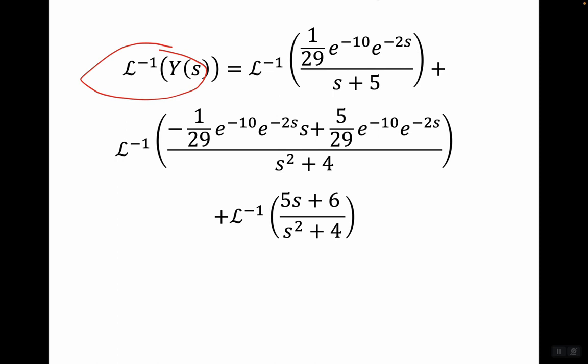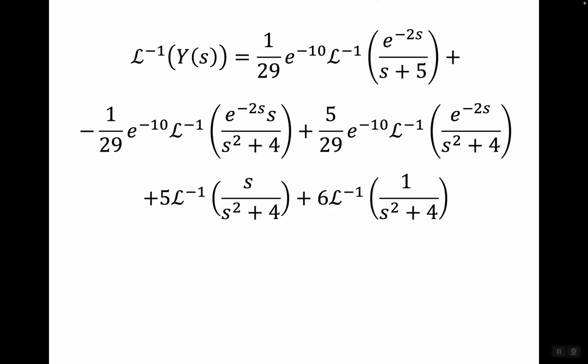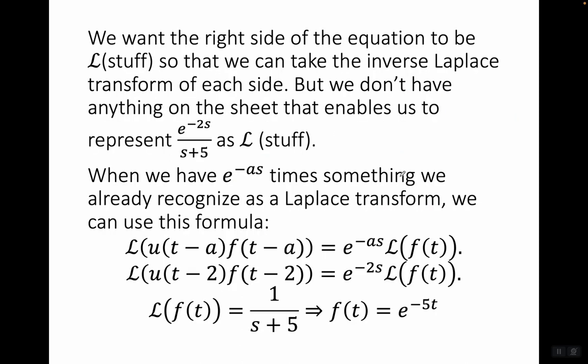Recall we can break up sums, pull out constants, and when we do so, we end up with 1/29 e to the negative 2s times the inverse Laplace transform of this, plus negative 1/29 e to the negative 2s times the inverse Laplace transform of this, plus 5/29 e to the negative 2s times the inverse Laplace transform of this, plus 5 times the inverse Laplace transform of this, plus 6 times the inverse Laplace transform of this. We have our work cut out for us. We need to find some inverse Laplace transforms.